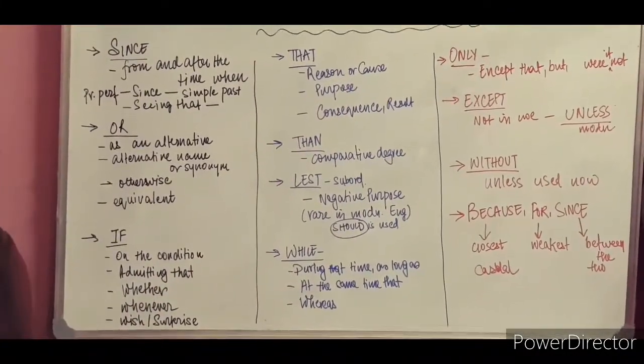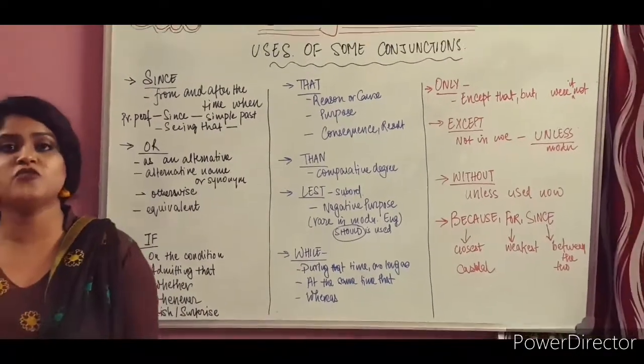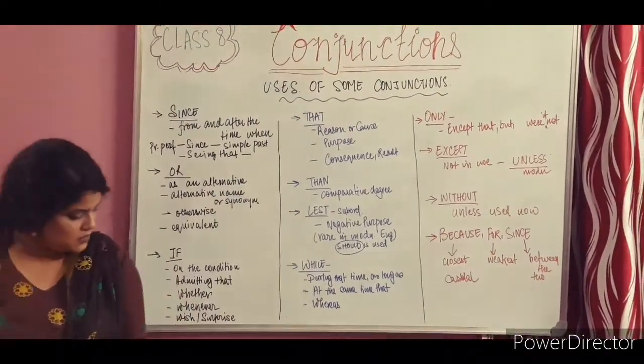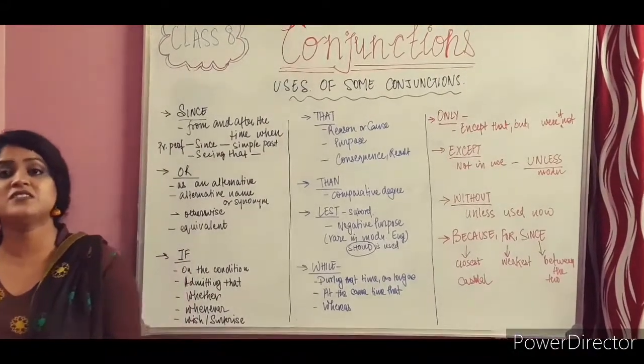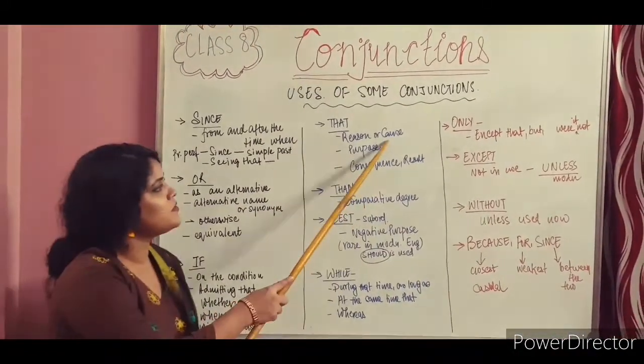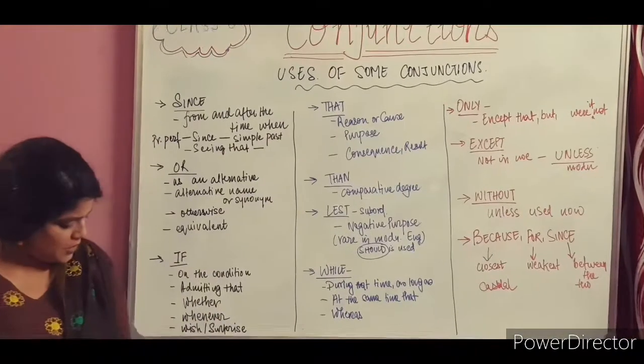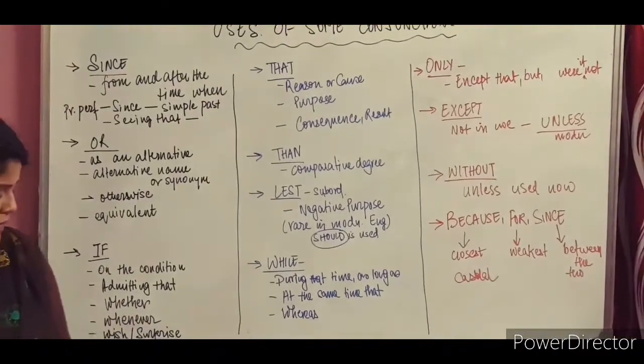Okay, no, he was annoyed that he was contradicted. He was annoyed that he was disagreed with. So that is a reason or a cause. So then we have a purpose. Okay, to express a purpose.